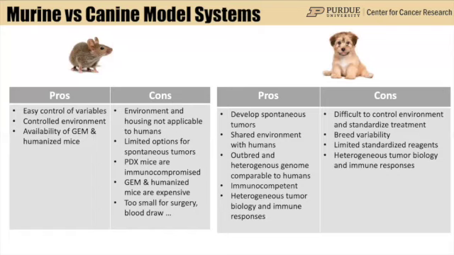Some of the cons are that it is difficult to control the environment and to standardize treatment. There's a lot of variability due to breeds, and we can try to control for that, but in many studies, there's just too small a sample size to adequately control for breed variability. There are also limited standardized reagents available for canines. And the last con, which is also the last pro on this chart, is that they have heterogeneous tumor biology and immune responses.